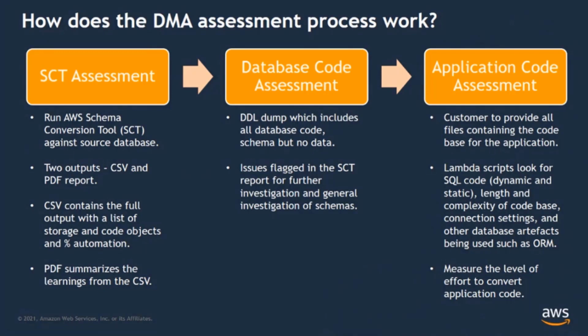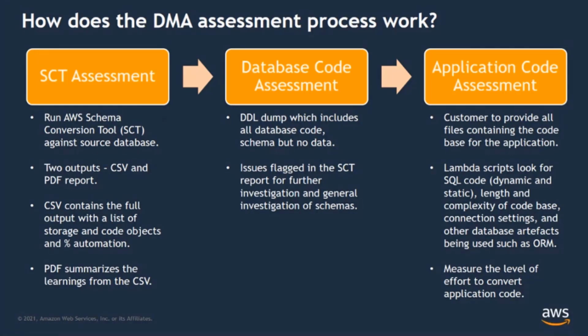Yeah, for DMA assessments, we look at three different artifacts. One artifact is an SCT assessment report. The other one is the database code, and the third one is application code. We ask the customer to run the SCT tool, which produces certain output, CSV output and PDF output. We look at the CSV files, and based on that, figure out how many objects there are, how much of it can be converted automatically, etc.